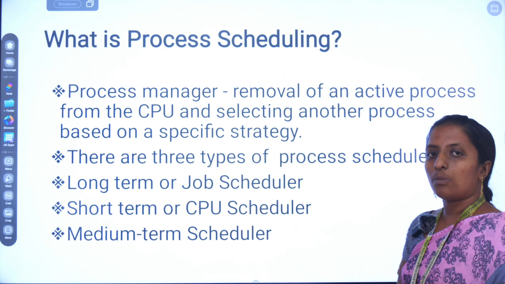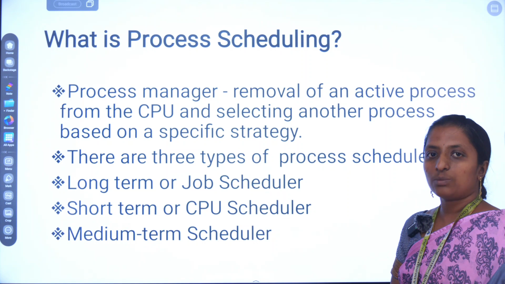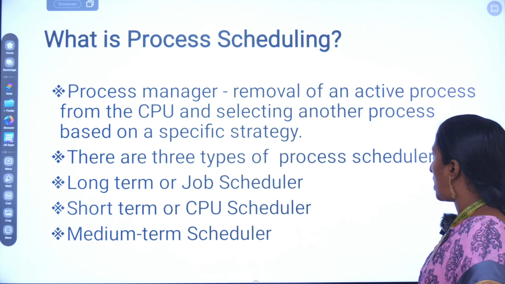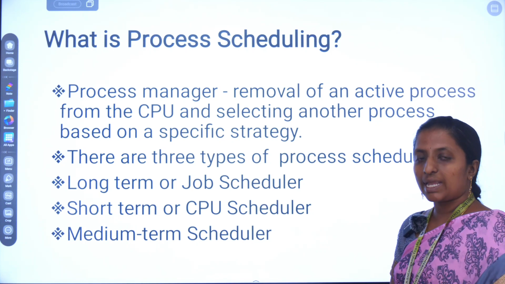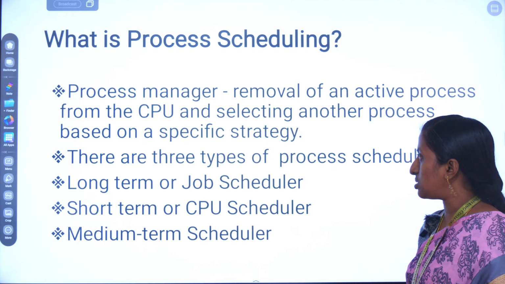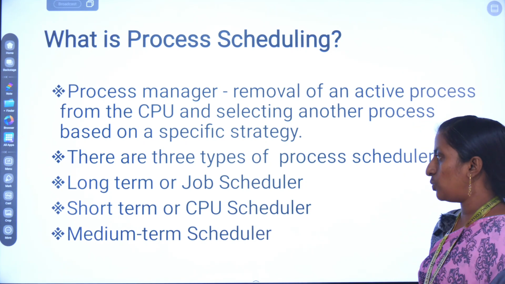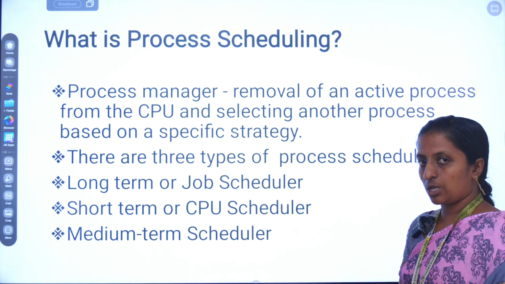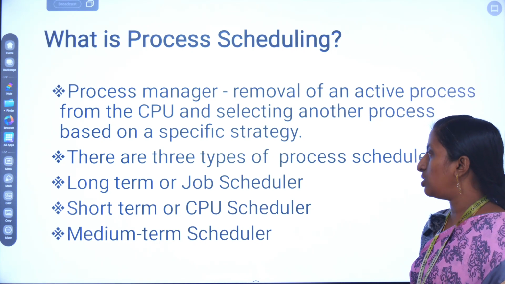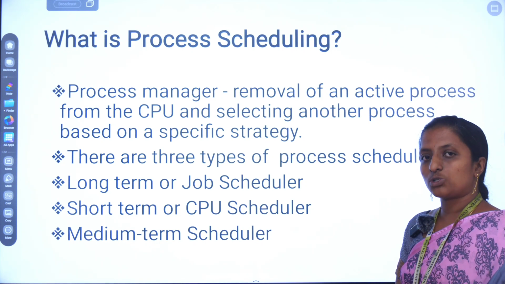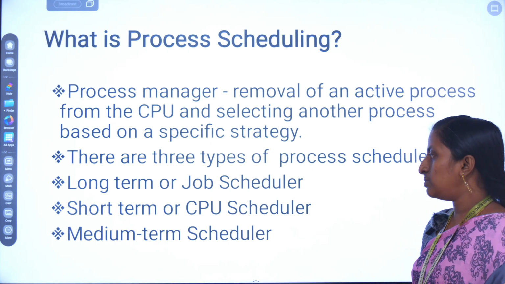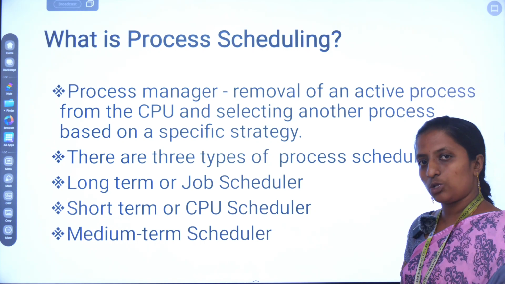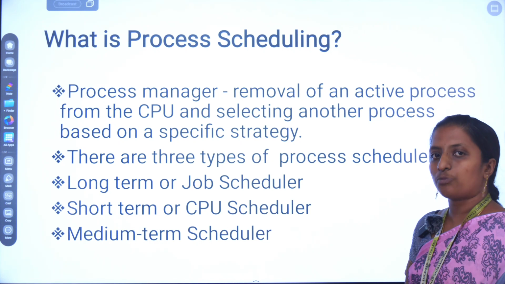Next you have to know about process scheduling. Whenever you have more processes in your CPU, they have to be scheduled. That is done by the process manager, who is responsible for allocating the CPU to each and every process. There are three types of process schedulers: long-term scheduler, short-term scheduler, and medium-term scheduler. The long-term scheduler is also called the job scheduler, the short-term scheduler is also called the CPU scheduler, and the medium-term scheduler has no other name. So these are the various types of process schedulers.